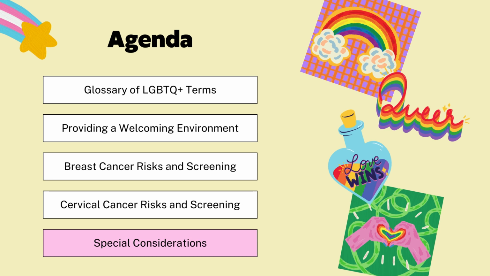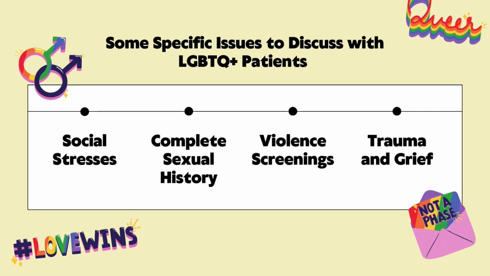In this last section, we'll discuss additional considerations when serving our LGBTQ+ patients. It is important to understand that the LGBTQ+ community is particularly vulnerable to social stressors that lead to increased tobacco and substance use. Social stress may also contribute to body image, exercise, and eating habits. Be prepared to intervene and provide treatment options.